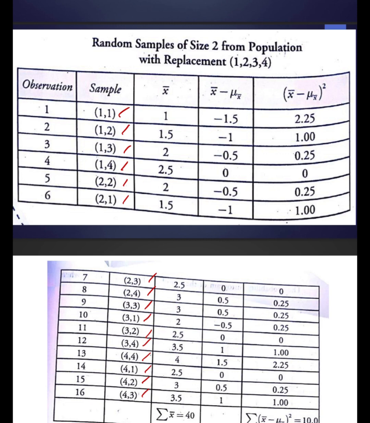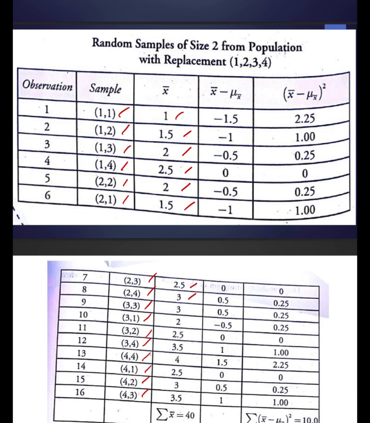So let's get the sample mean of the samples. 1 plus 1 divided by 2 is equal to 1. 1 plus 2 divided by 2 equals 1.5. 1 plus 3 divided by 2 is equal to 2. 1 plus 4 divided by 2 is 2.5. 2 plus 2 divided by 2 is 2. 2 plus 1 divided by 2 is 1.5. 2 plus 3 divided by 2 is 2.5. 2 plus 4 divided by 2 is 3.